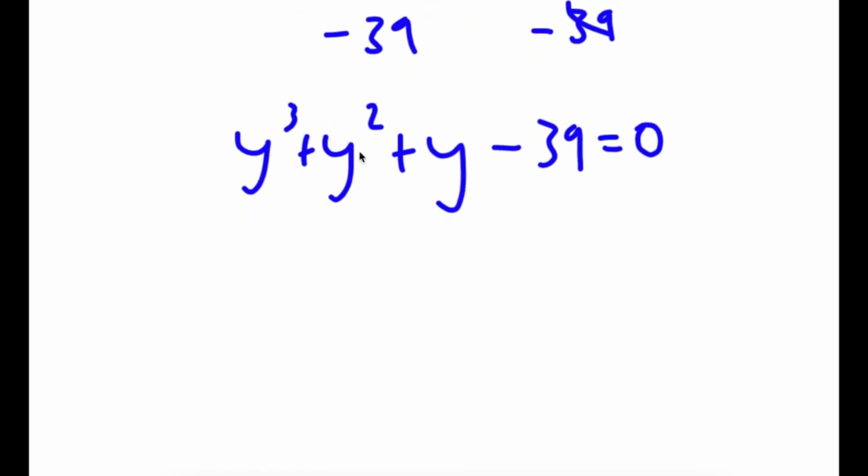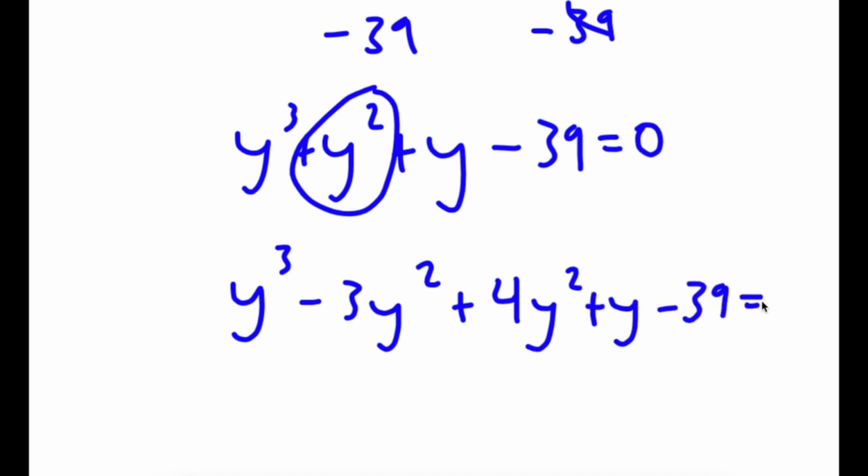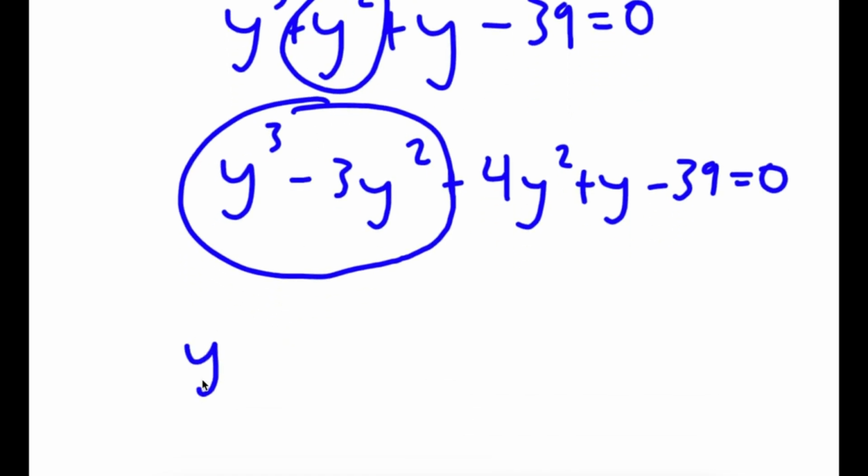Now I'm going to rewrite y squared here as negative 3y squared plus 4y squared. So I have this plus y minus 39 is equal to 0. Now from y to the power of 3 minus 3y squared, I can factor out y squared. So I have y squared times y minus 3.